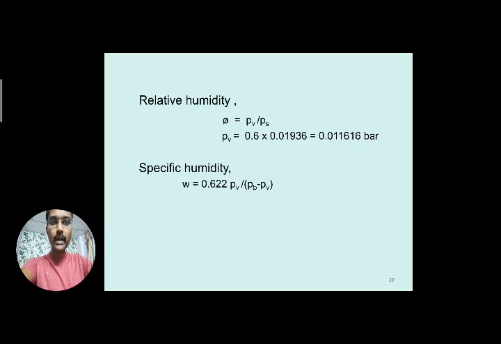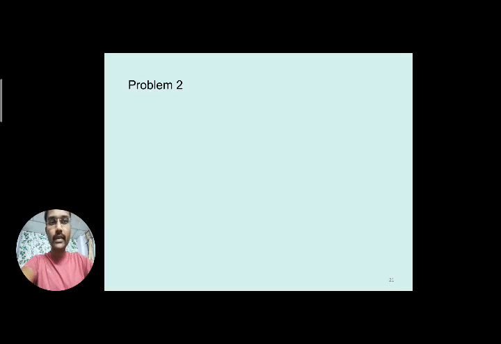Now, what is the specific humidity? We have the formula in terms of the pressures: W equals 0.622 PV by (P minus PV). You know the barometric pressure and you know the PV value. If you substitute all these values, you will get the specific humidity W as 0.007213 kilojoules per kg of dry air. So it's a very simple problem.